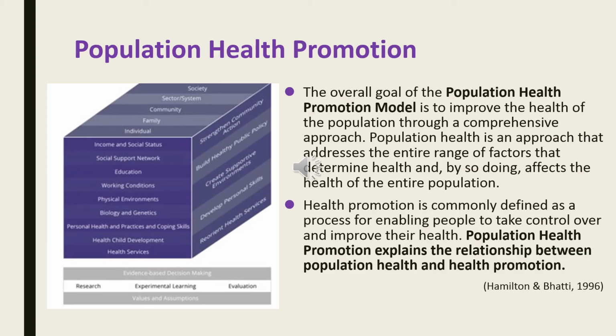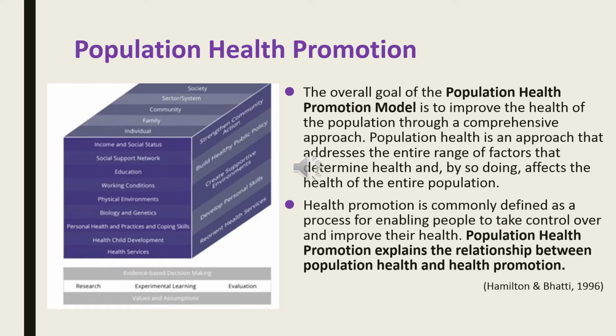Moving on to the population health promotion model. The overall goal of the population health promotion model, developed by Hamilton and Batty in 1996, is to improve the health of the population through a comprehensive approach. Population health is an approach that addresses the entire range of factors that determine health, and by doing so affects the health of the entire population.